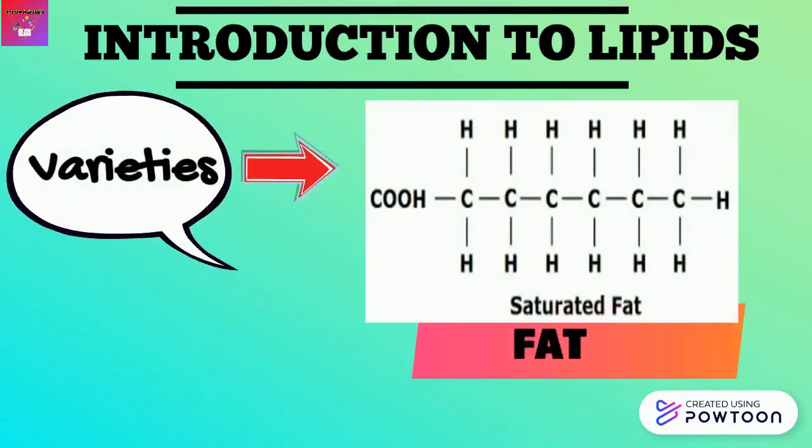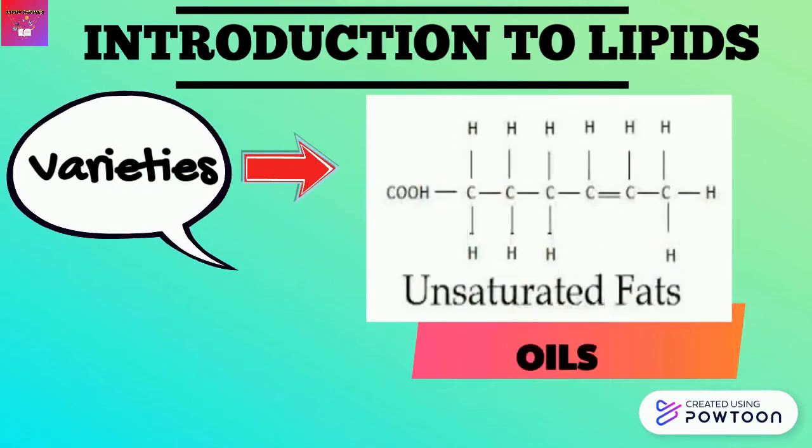Now, let's look at the varieties of lipid molecules. Firstly, we have a triglyceride molecule, commonly known as fat. This triglyceride molecule is in its saturated form, meaning that there are no double bonds in the molecule. Next, we have the same triglyceride molecule, but this time it is known as oils. The difference is, this molecule has double bonds in it, which makes it an unsaturated fat.